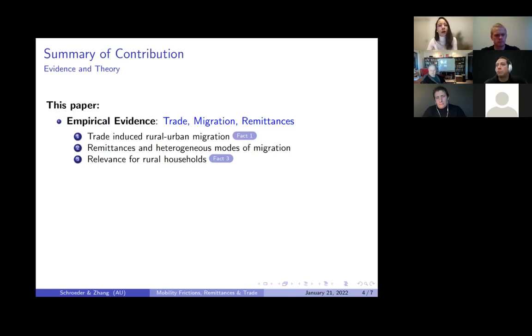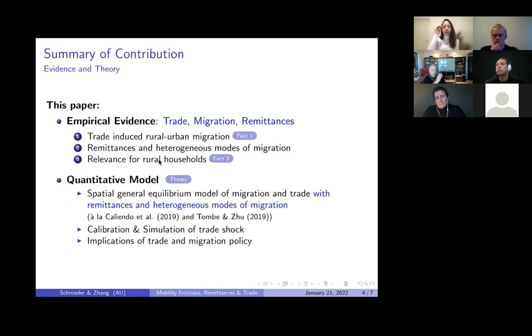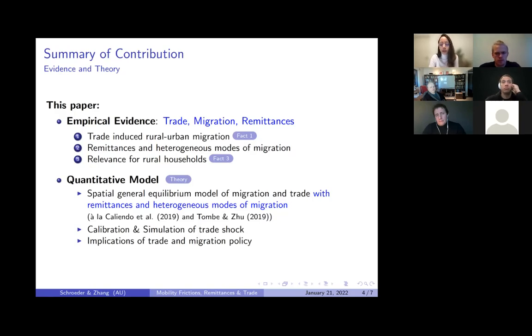So basically, rural households that send out migrants have a higher income on average than households that send no migrants. And then, in order to account for these different patterns that we observe in the data, we provide a quantitative model, which is a spatial general equilibrium model of migration and trade, where we include remittances and heterogeneous modes of migration. So importantly, if households move, they need to decide what mode of migration to take, either partial or complete.